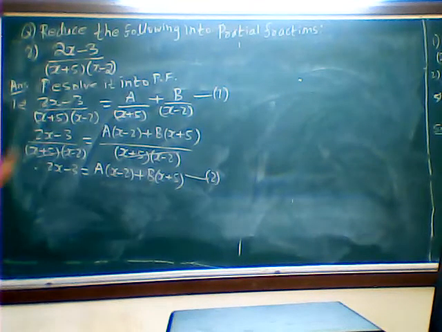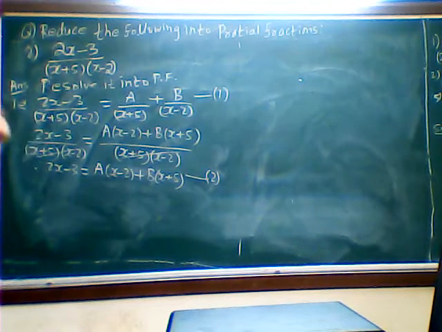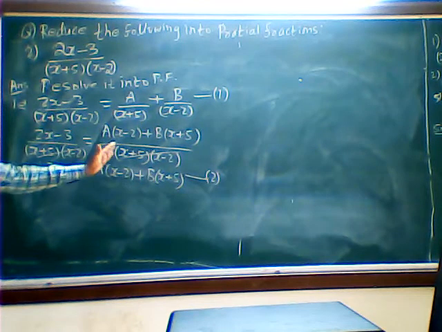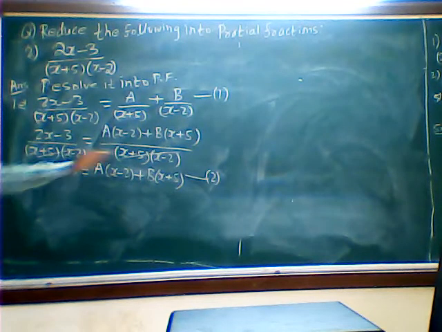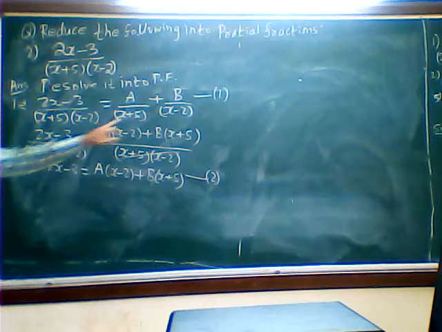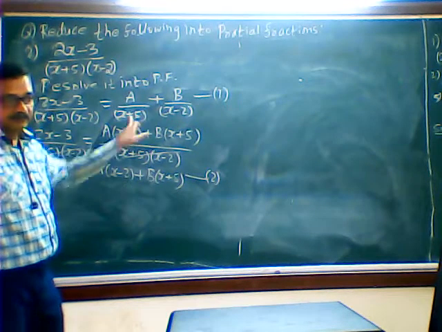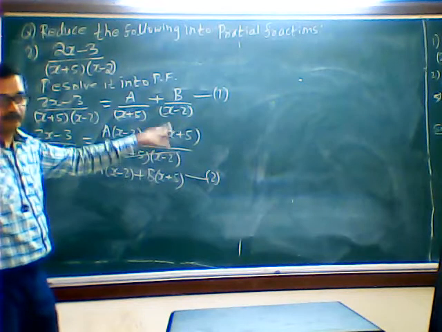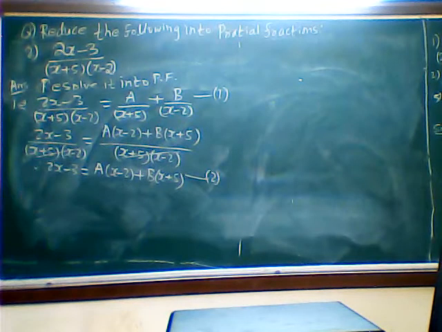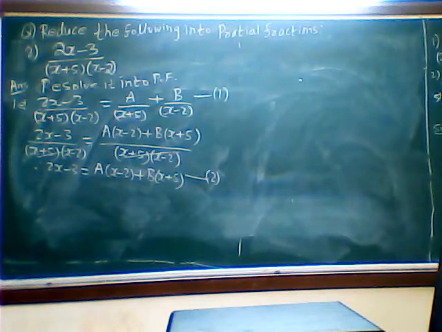It is the same as the previous problem only. A upon this, B upon that second factor. After that, write this LHS as it is. Take LCM, cross multiply it, cancel the denominators. Then you get equation number 2. Again one by one, we'll put the values of x. We'll get either A or B value. Then again one more value we will put. If we have got A, then we'll get B. So you are going to get A and B values, and again you are going to put them in equation number 1. That's all. Okay.